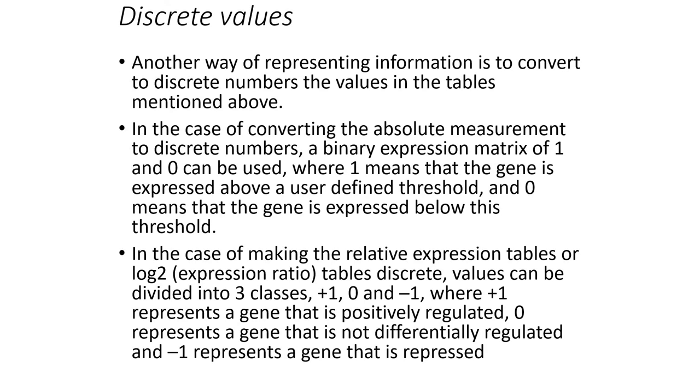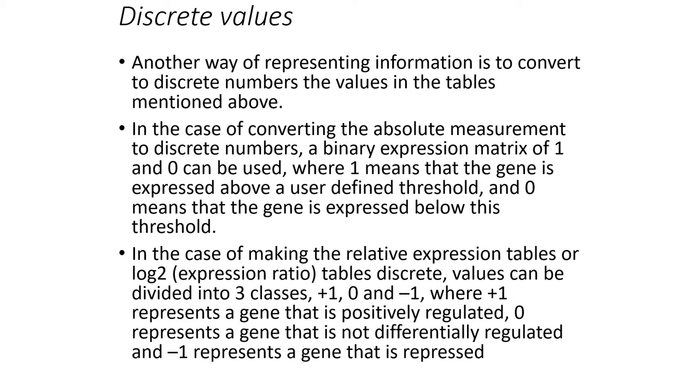Above and below. Okay, so in the case of making the relative expression tables or log 2 expression ratio tables discrete, values can be divided into 3 classes, +1, 0 and -1, where +1 represents a gene that is positively regulated, meaning highly regulated, the gene shows the expression. 0 represents a gene that is not differentially regulated, doesn't show any change in the expression of the gene, and -1 represents a gene that is repressed, meaning it is downregulated.